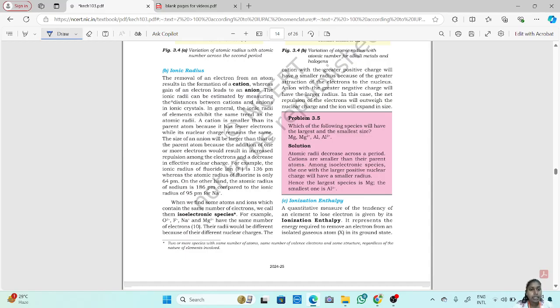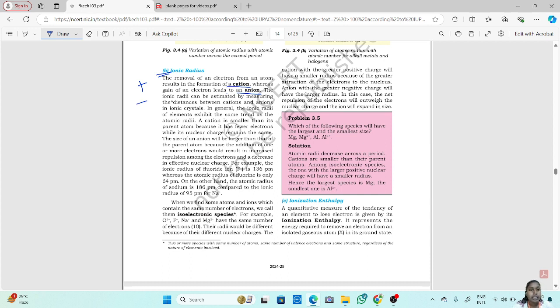Now, ionic radii. The removal of an electron from an atom results in the formation of a cation, whereas gain of electrons leads to an anion. So for ionic radii you can get a cation or an anion. So what is a cation? When we remove an electron from an atom, you get a cation with a positive sign, whereas when you gain an electron from another atom, you will get an anion with a negative sign.